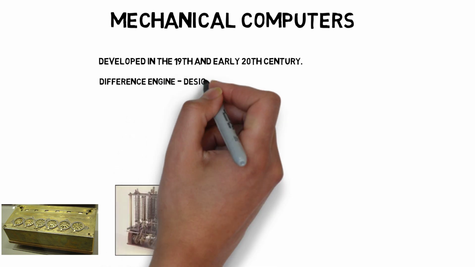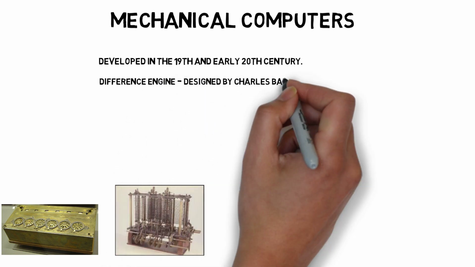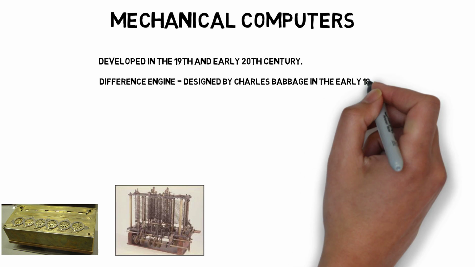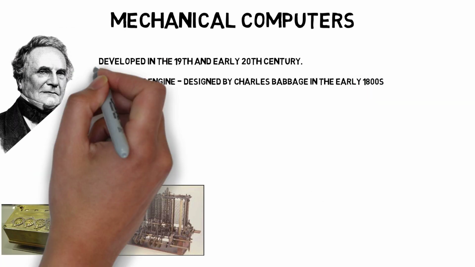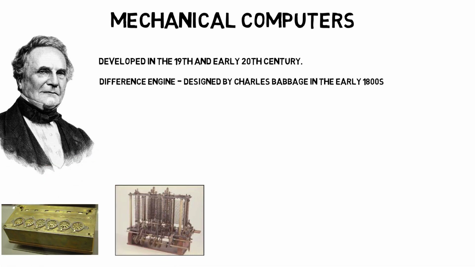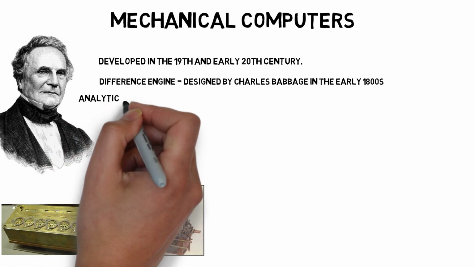Difference engine. Designed by Charles Babbage in the early 1800s, the difference engine was intended to perform polynomial functions by using a series of gears and cylinders. However, the project was never completed due to funding issues.